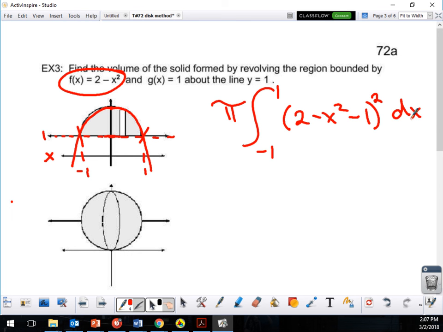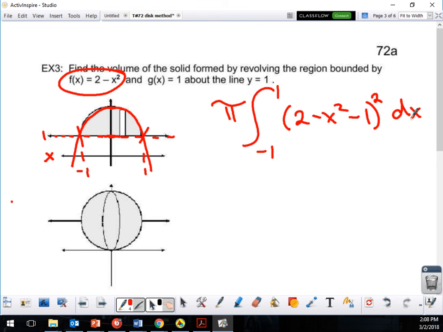Think about this. This is a horizontal line, where this is y equals 1. But it's possible to rotate it around something like y equals x, going this way, right? If it was y equals x, I would incorporate that here, because my radius would always be from there to there. It's always going to be the top minus the bottom that it's rotating around. But that's further calculus.